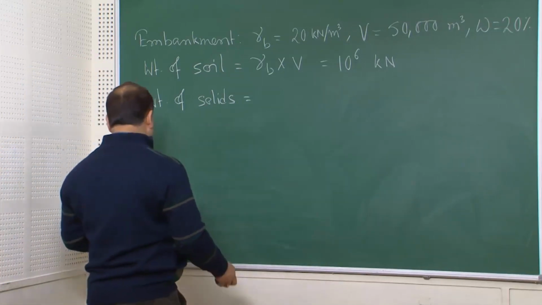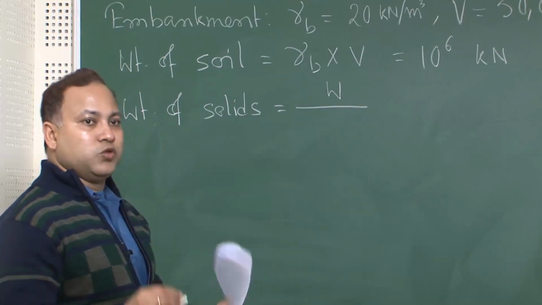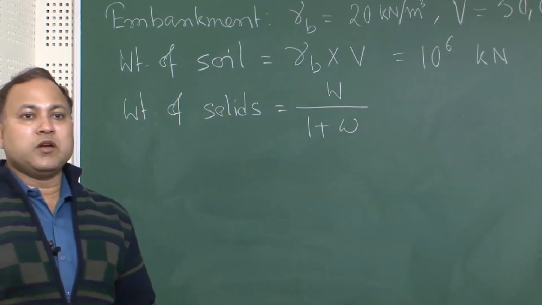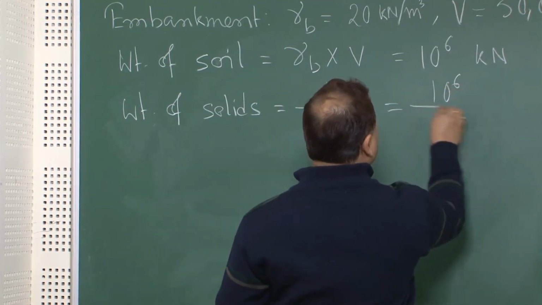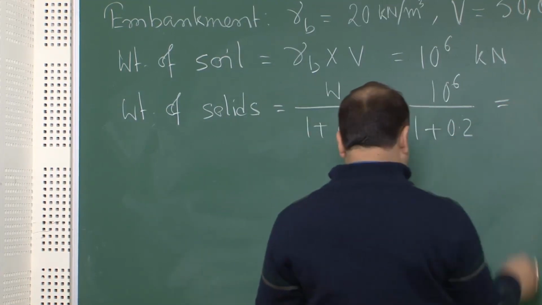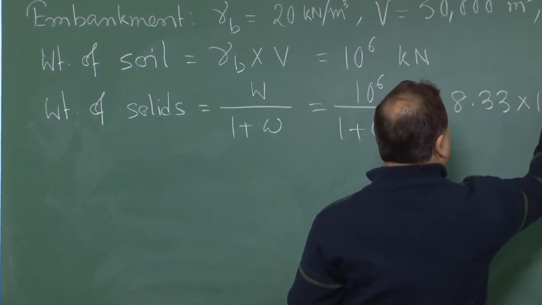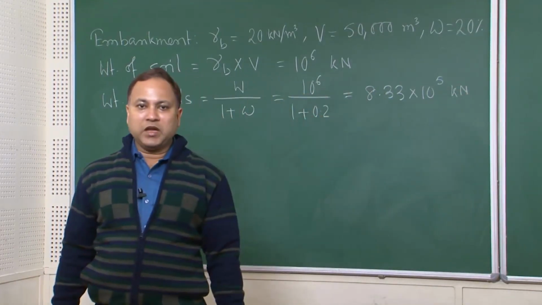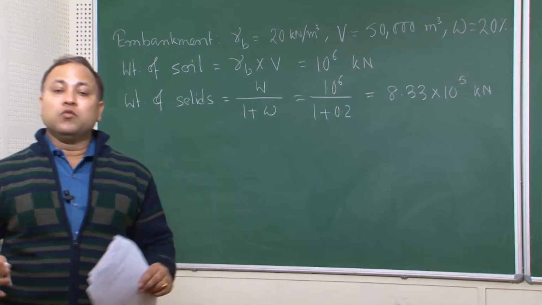Okay. So, the weight of solids is nothing but capital W, that is the weight of total soil or the moist soil, divided by 1 plus small w, that is the water content. So, this is the expression. If you put the values here, 10 to the power 6 by 1 plus 0.2, which will give me 8.33 into 10 to the power 5 kilonewton.